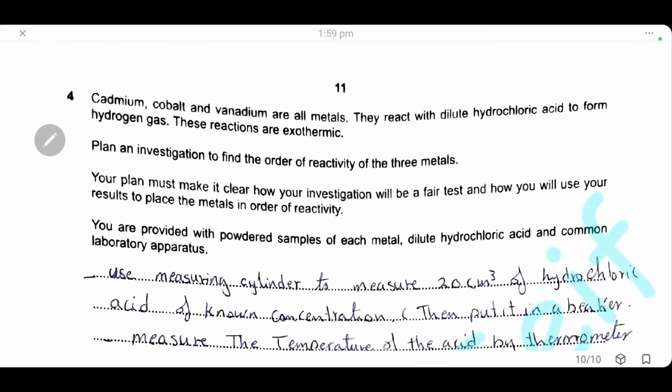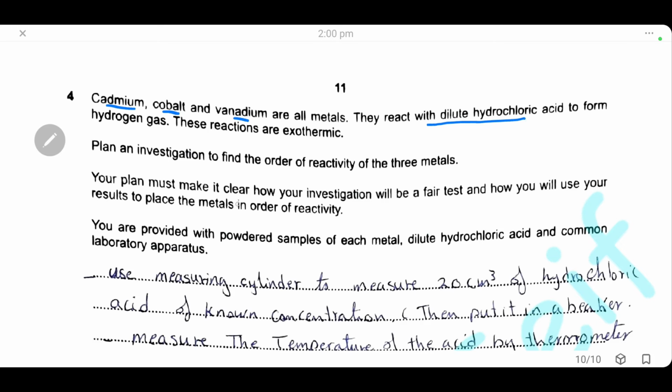Question 4. Cadmium, cobalt, and vanadium are all metals. So we have 3 metals, cadmium, cobalt, and vanadium. They react with dilute hydrochloric acid to form hydrogen gas. So all the metals can react with dilute hydrochloric acid. Plan an investigation to find the order of reactivity of these 3 metals.